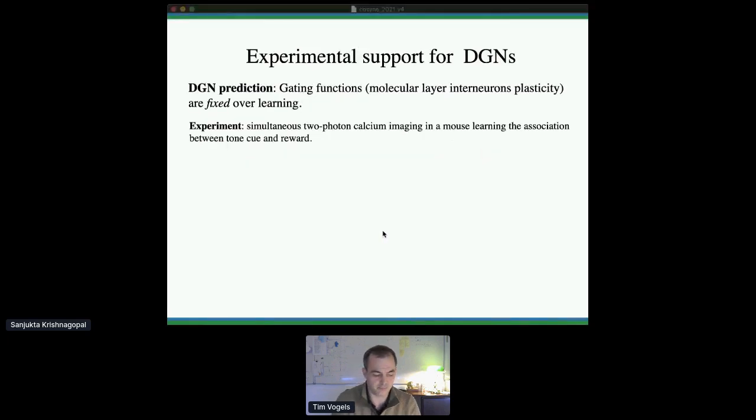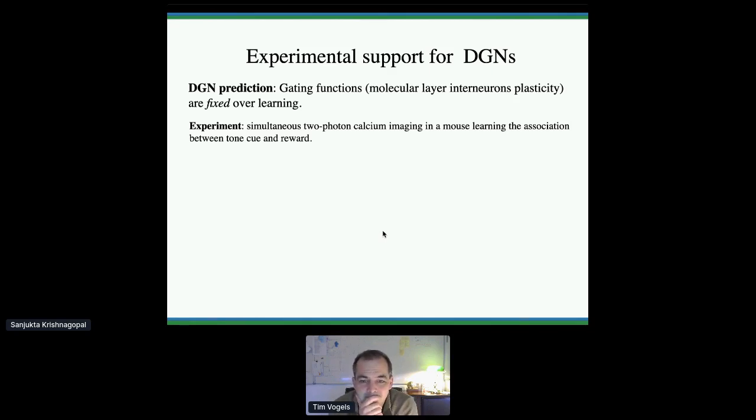All right, we also wanted to test another prediction of the dendritic gated network. We predict that the little hyperplanes, or the lines that determine whether a gate is on or off, are fixed over learning. So these don't change over learning.